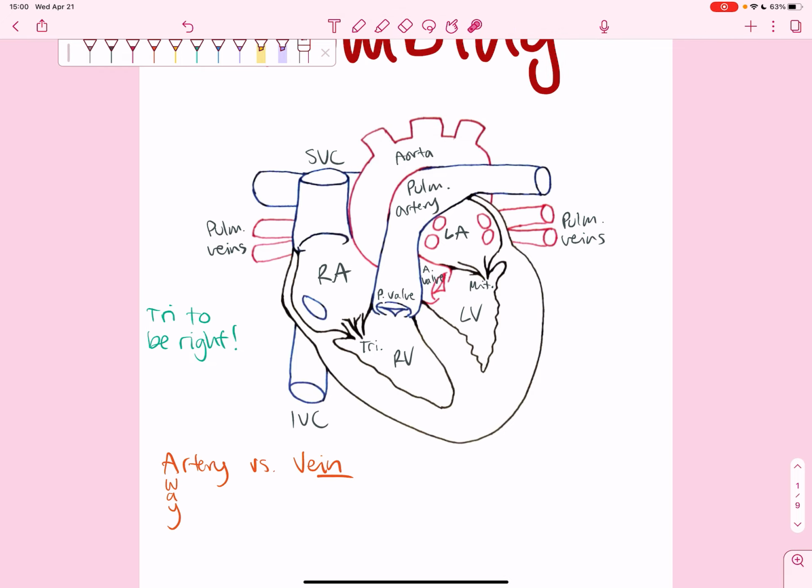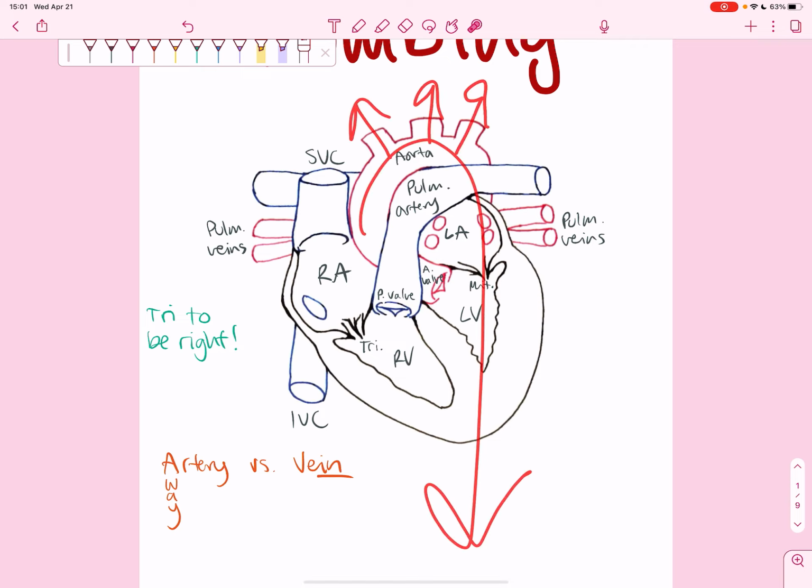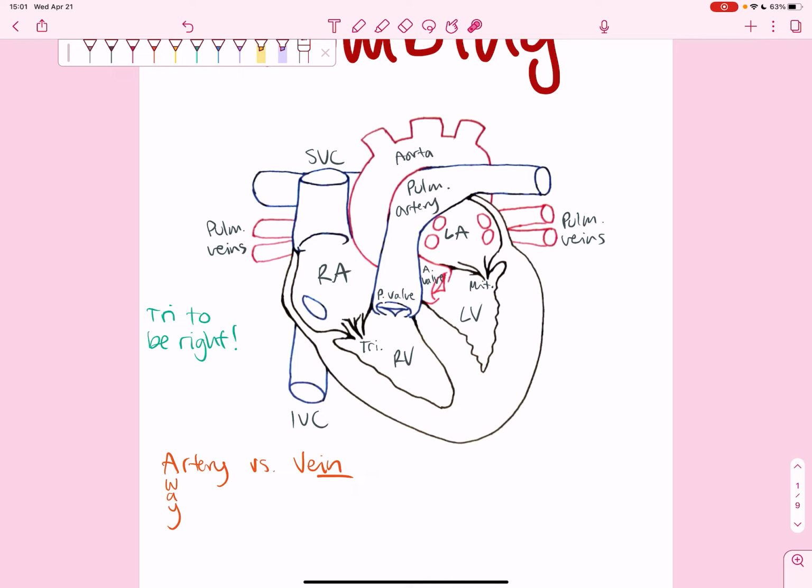We'll use red for oxygenated now. So then from the lungs, we come back in through the pulmonary veins here, going into the left atrium, through the mitral valve, into the left ventricle, through the aortic valve, out through the aorta, and to the rest of the body in these directions. And you don't have to worry about the names of these guys. It's really just these things that I've labeled here.